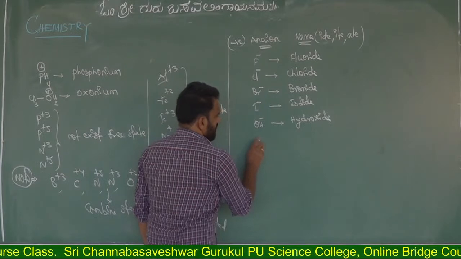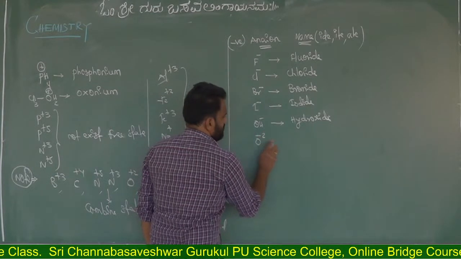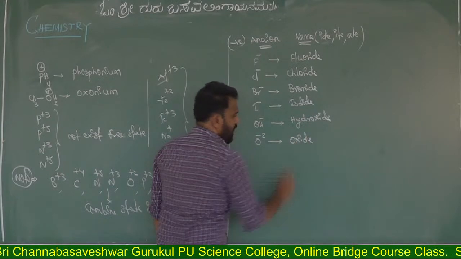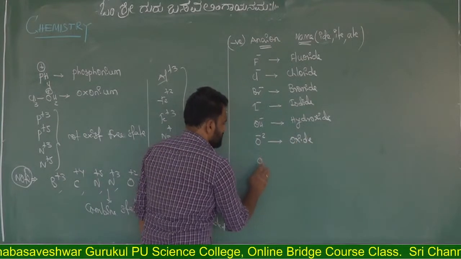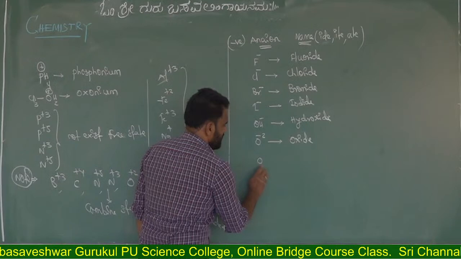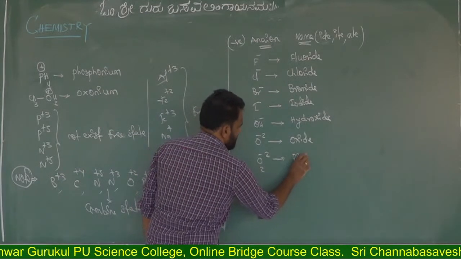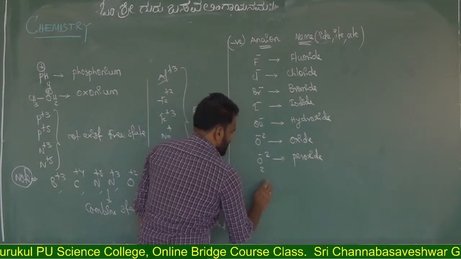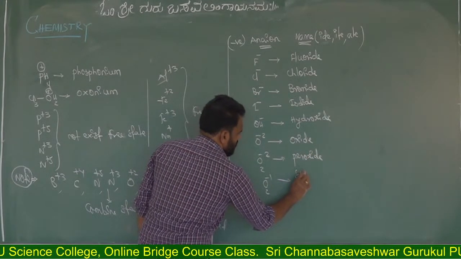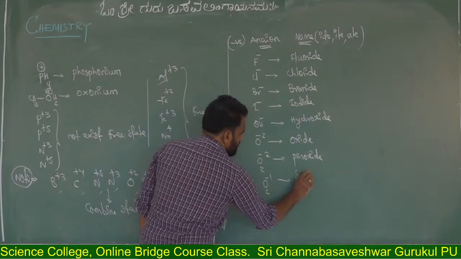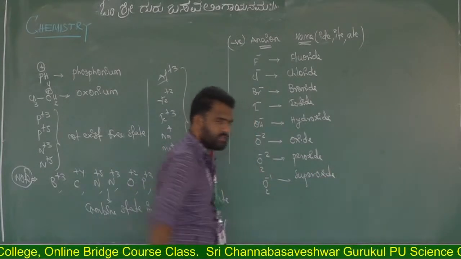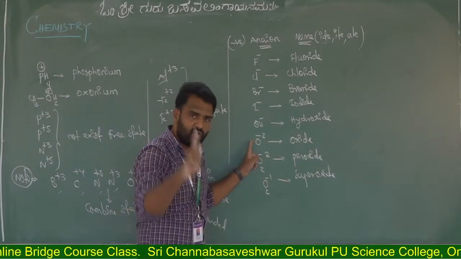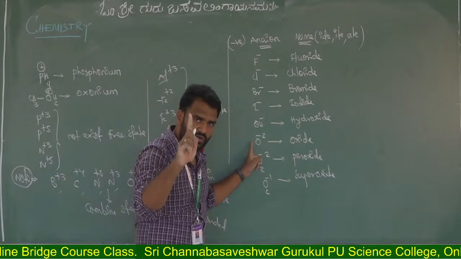Next, if oxygen has a -2 charge, it is said to be oxide, O minus 2, oxide. Next, O2 minus 2 is peroxide, and O2 minus 1 is superoxide. Here oxide means that on one oxygen there is a -2 charge.